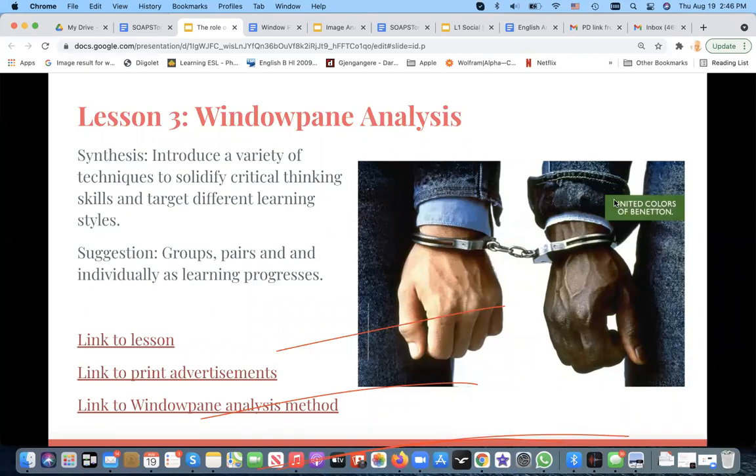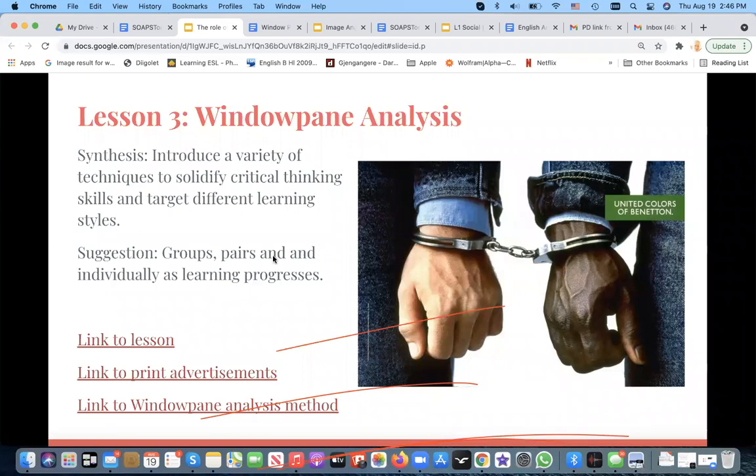United Colors of Benetton. And also, you know, a white person, a black person, so it kind of emphasizes that message, and it makes the company look good, right? Because we are a global company, we are a company that cares about equality, right? That's kind of what it suggests. And it's also a little bit controversial, maybe, because there are handcuffs.